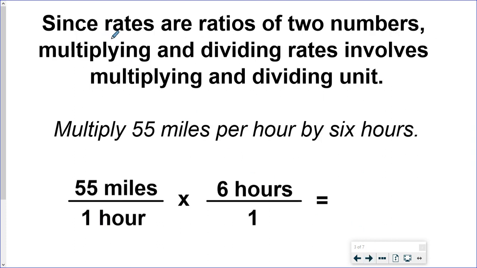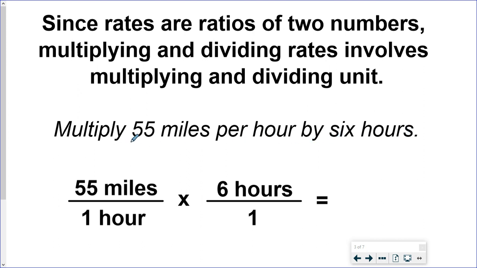Since rates are ratios of 2 different numbers, multiplying and dividing rates also involves multiplying and dividing the units. And the units mean the labels that go along with them. Here's another example. I'm going to multiply 55 miles per hour, and I'm going to do that by 6 hours.